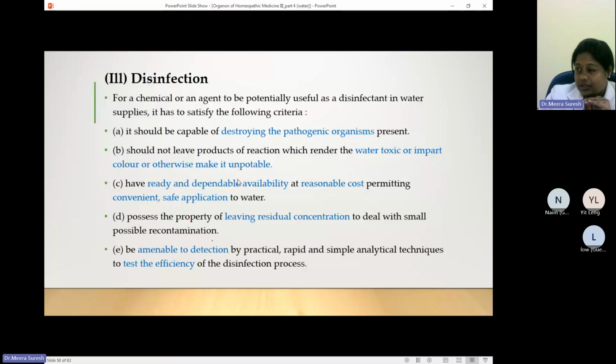So that is why a little residual activity should be there, but whatever be the activity, it shouldn't make the water toxic or impart any color or make it unpotable. And it should be amenable to detection by practical, rapid and simple analytical techniques to test the efficiency.